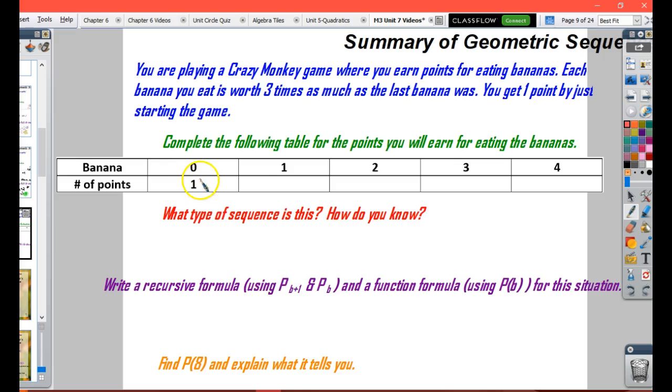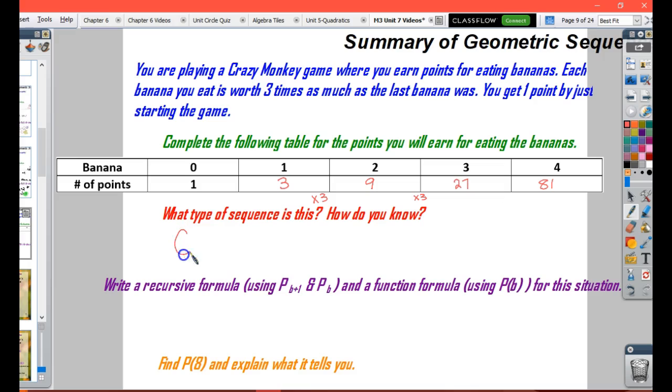So in this table that we need to complete, when I'm just starting and have eaten no bananas, I will have 1 point. The first banana, to keep our geometric pattern going, we'll take this times 3, will be worth 3 points. The next banana I eat will be worth 3 times as much as the last banana. So 3 times 3 makes 9. Of course, we have our multiplication pattern going on here because it's geometric. Then my third banana will be worth 3 times as many points as the second banana was. So 9 times 3 makes 27. Again, 27 times 3 makes 81. So I can finish the table and know my fourth banana will be worth 81 points.